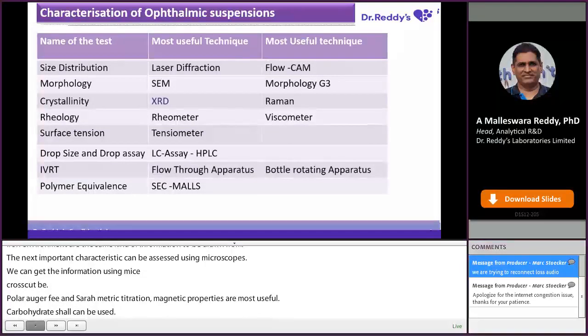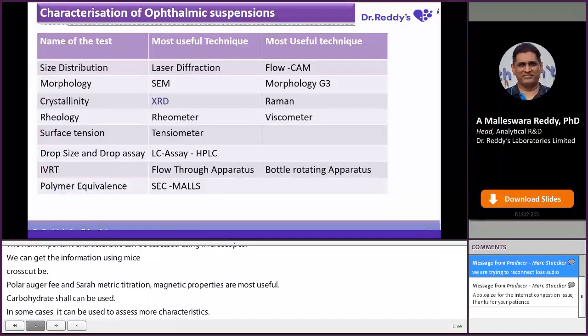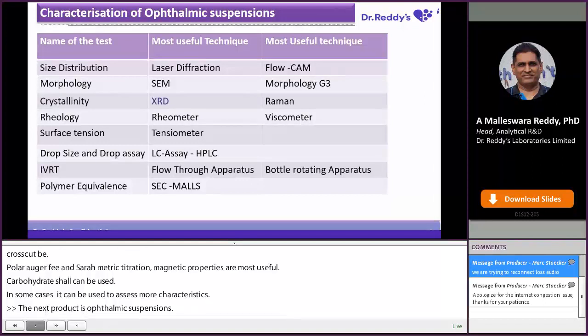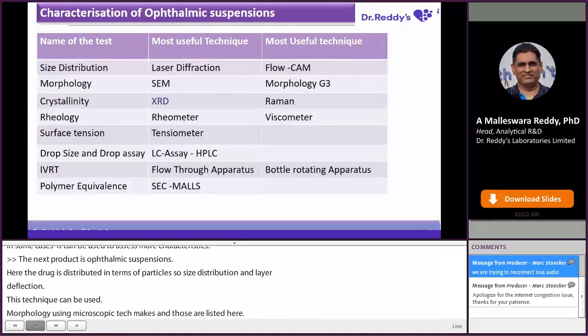The next category of products is ophthalmic suspensions. Here, due to the suspension nature, the drug is distributed in terms of particles. So size distribution is measured using laser diffraction, and orthogonally a flow imaging technique can be used. Morphology is assessed using microscopic techniques. So the 2 orthogonal techniques listed here are SEM and morphology G3. Crystallinity can be assessed using XRD, and orthogonally Raman spectroscopy can be used.